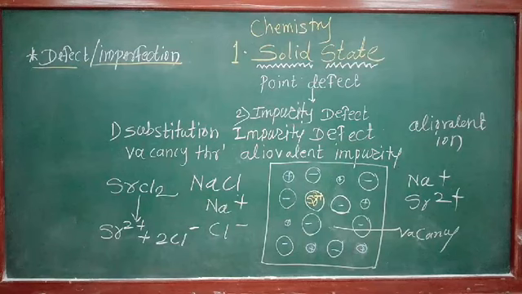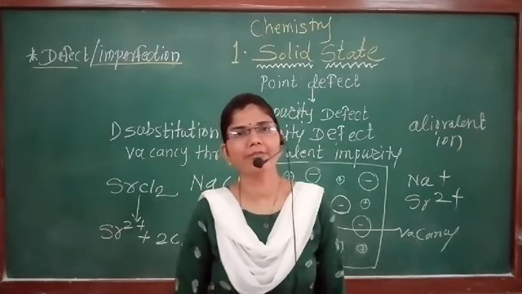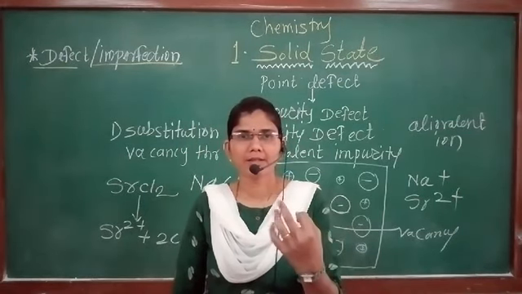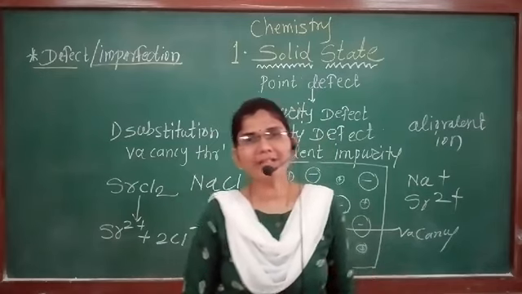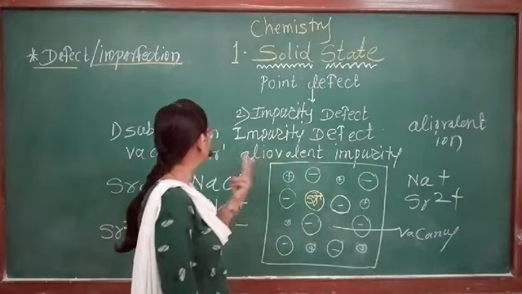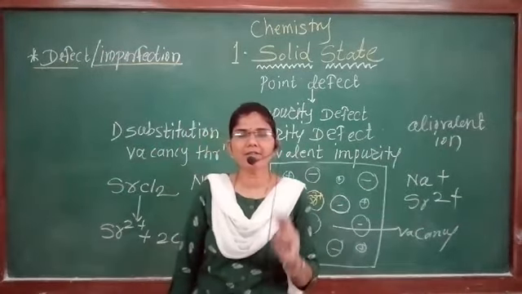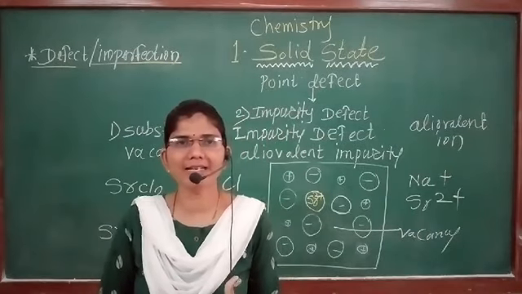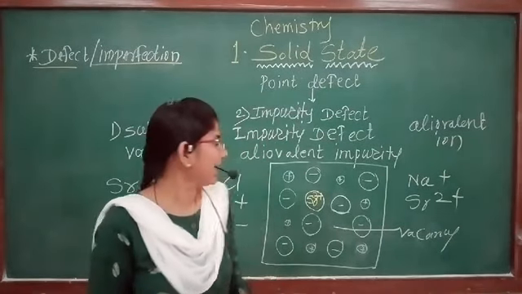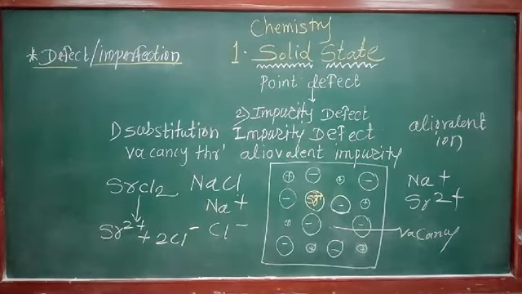Because this is the stoichiometric defect, in a point defect, these are stoichiometric defects. Stoichiometric defects are classified into 3 types. Sorry, these are the impurity defects, and in these impurity defects we have 2 types. The first one is the substitutional impurity defect, and in that we have seen 2 examples. The first example is brass, and the second example is the vacancy through aliovalent impurity.